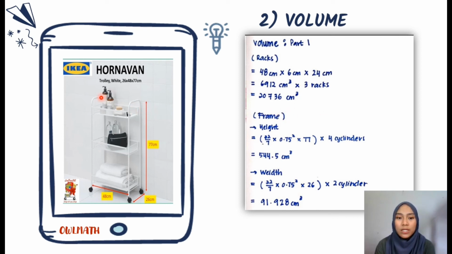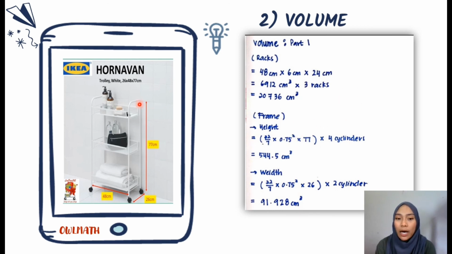Now we move on to the cylinders. We have 4 cylinders here. The formula to measure the volume of a cylinder is pi times r squared times height. For this cylinder, pi times r, which is 0.75, squared, times 77 because the height is 77, and we times 4 because we have 4 cylinders. The answer is 544.5 cm cubed.